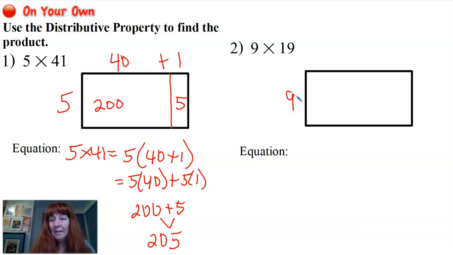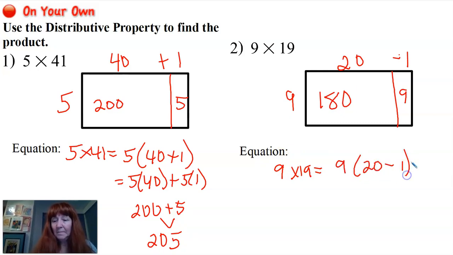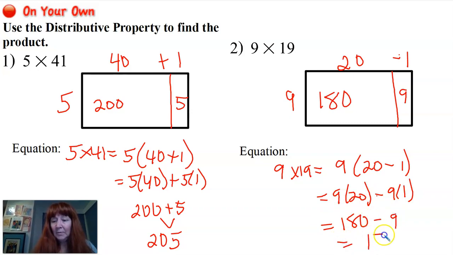All right, so the next example, 9 times 19. Let's make this 9. Ooh, let's do 20 minus 1. You don't have to, but that's what I'm going to do. I'll make this a 1. Minus 1, and I'll do that a 20. Okay, 9 times 2 is 18, and that's 9. So my equation of 9 times 19 equals 9 times 20 minus 1, which equals 9 times 20 minus 9 times 1. So I get 180 minus 9, which equals 171.